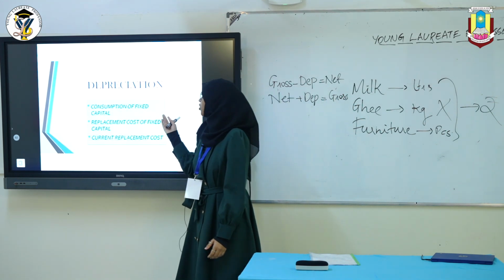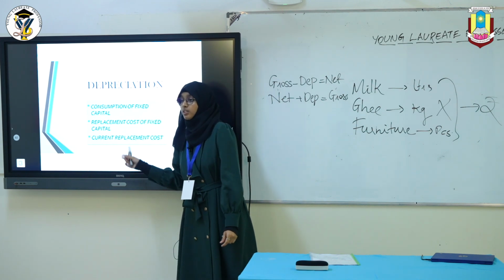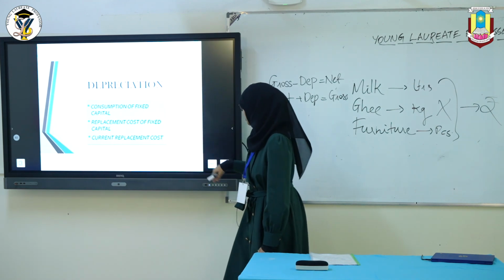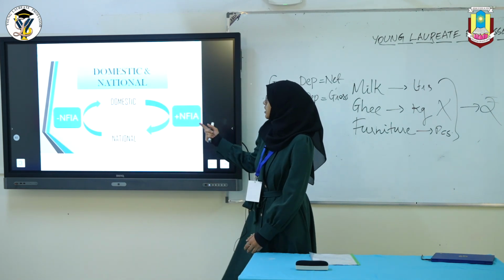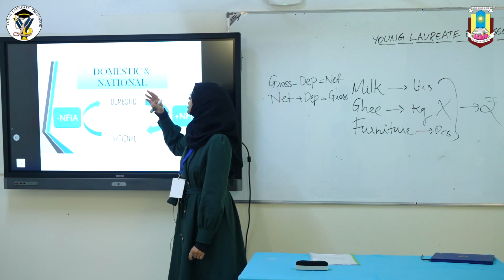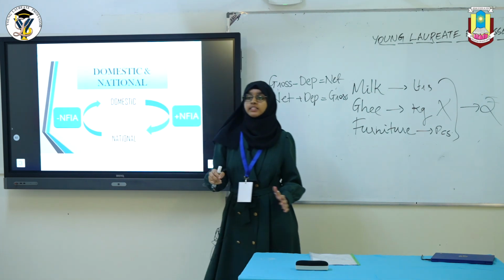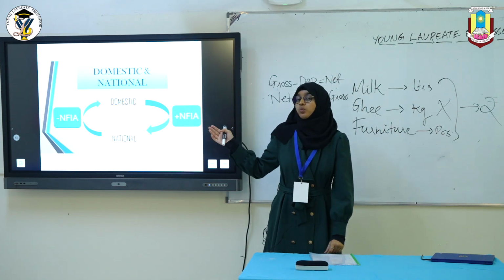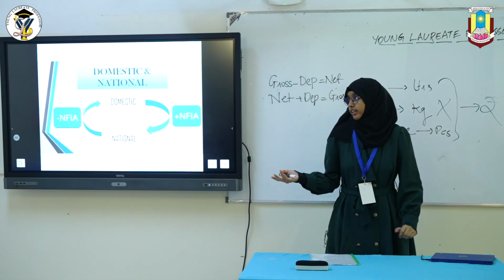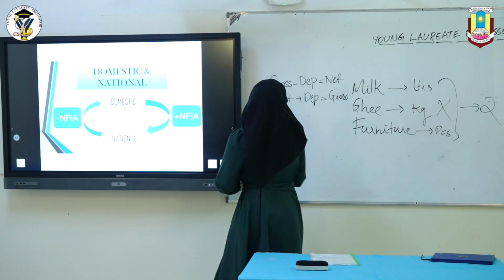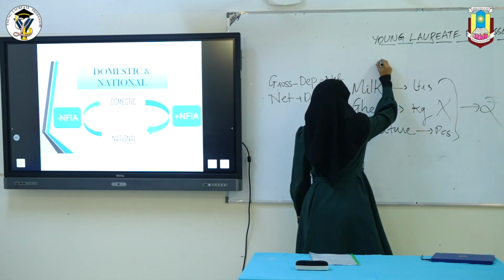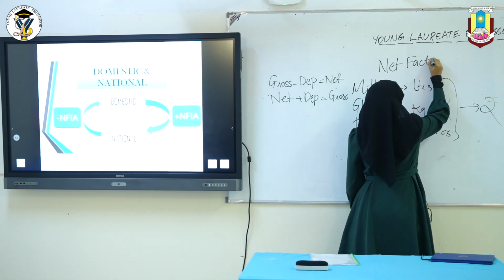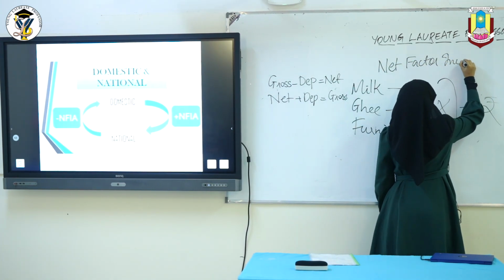Depreciation is also known as consumption of fixed capital, or replacement cost of fixed capital, or current replacement cost. Moving on to the next component, which is domestic and national. Domestic means goods which are produced within the territory, and for national we add the value which comes from outside the territory. This is NFIA. NFIA's full form is net factor income from abroad.